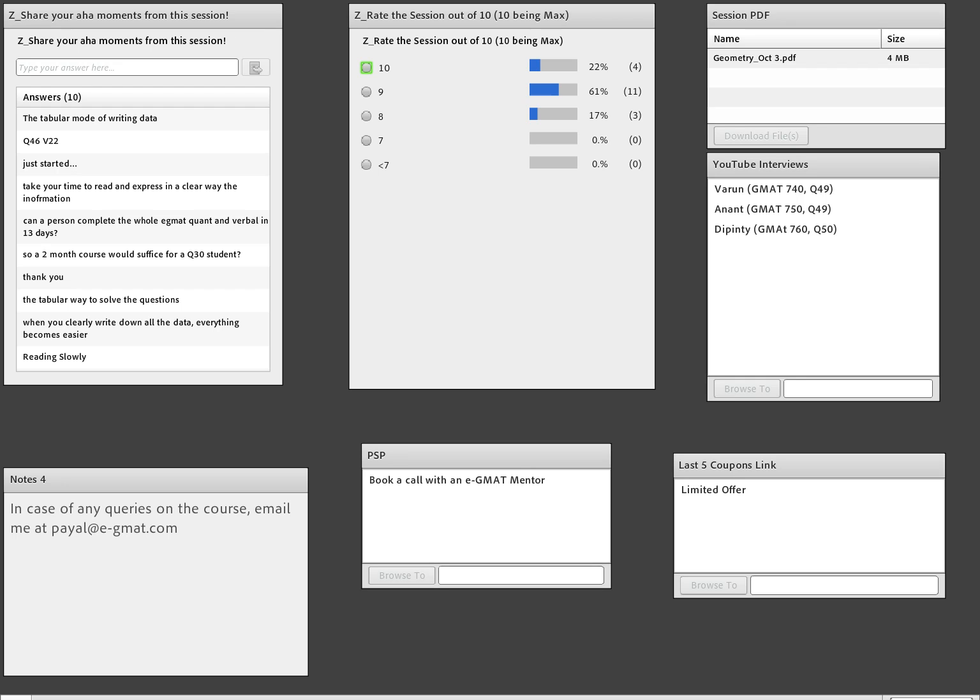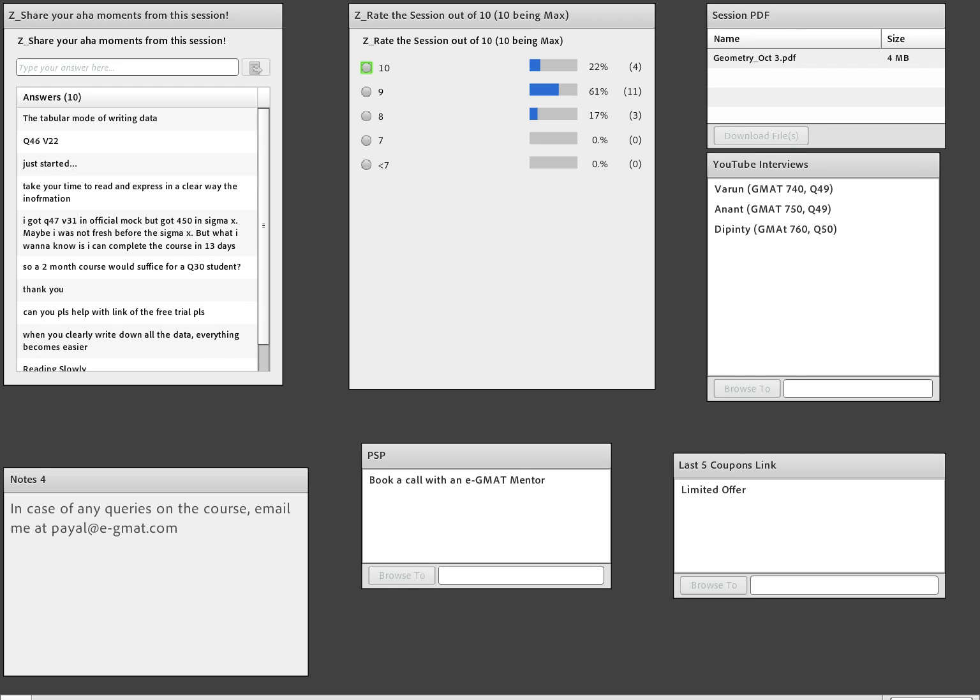It should, but again, as I'm saying, a lot depends on your diligence. I've had students who within a week have been able to finish the number properties course and get to that level such that they can now move on to algebra. But I've also had students who spend 1.5 months not being able to clear number properties. So it all depends upon how much effort you put in, how consistently you study. Okay. All right. So with this, make sure that you book a call with the e-GMAT mentor so that you can get your personalized study plans created by them, so that you know exactly how you need to prepare. Okay.